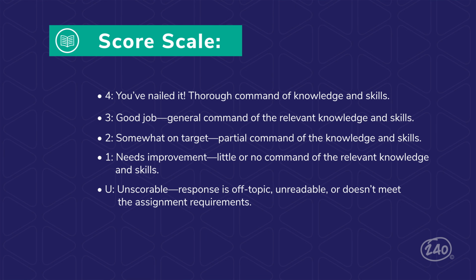If you get a U, that means unscorable. Response is off topic, unreadable, or doesn't meet the assignment requirements. B means you didn't respond at all. Now let's talk about the test as a whole. After the test, you'll get a score report that breaks everything down for you.